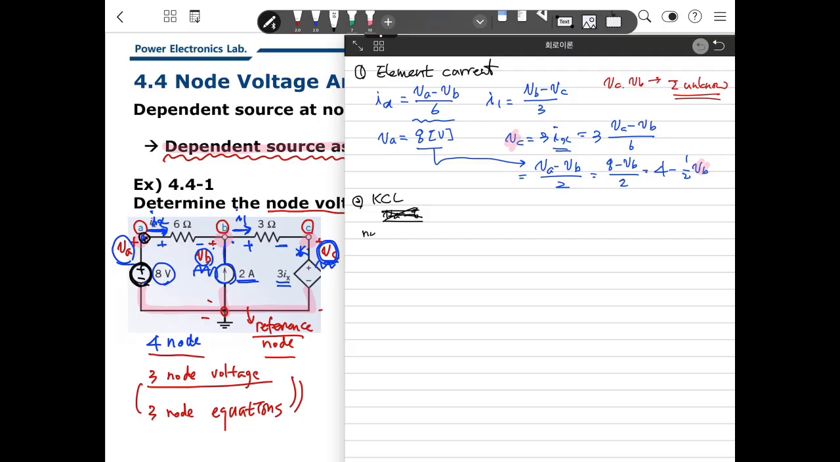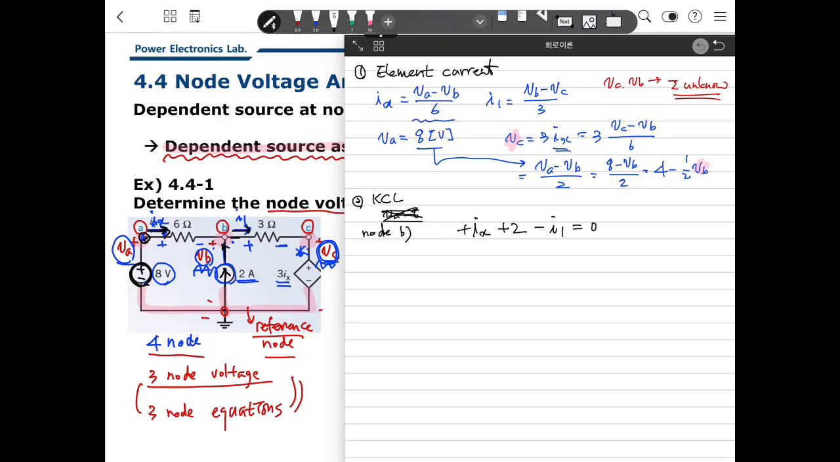The second node is node B. In the case of node B, there are three currents, so I would like to apply the KCL to node B. This contains IX. I prefer to choose the direction going into the node as positive. Because IX is going in, plus IX. The 2 amps go up to B, so plus 2. I1 is going out of node B, so minus I1 will be 0.